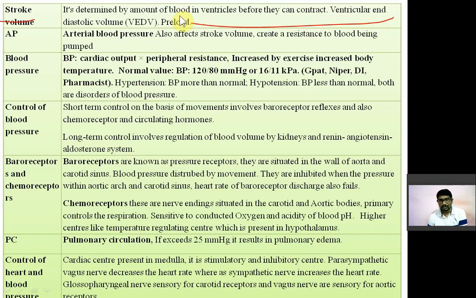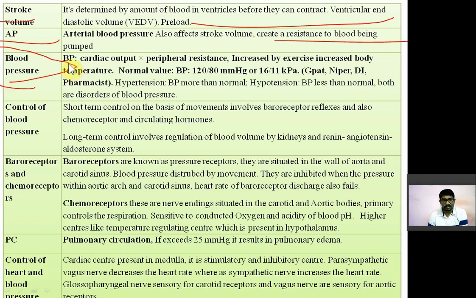Okay. Now, what do you mean by arterial pressure? Arterial pressure is nothing but the pressure exerted by the volume of blood on the wall of atria. That is the arterial pressure. So it will also affect the stroke volume. It will create resistance to blood being pumped. Next one is blood pressure. What do you mean by blood pressure? So pressure exerted by blood on the wall of artery. That is nothing but the blood pressure.